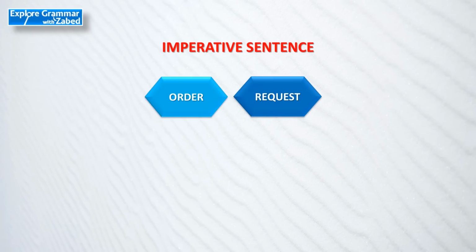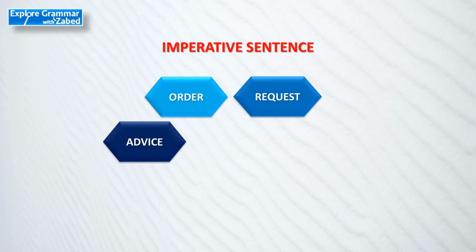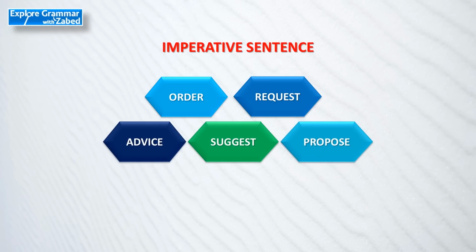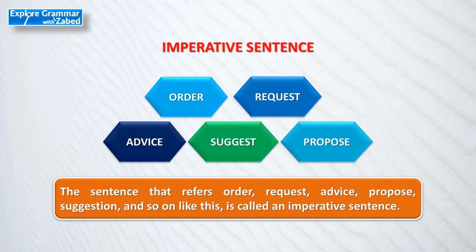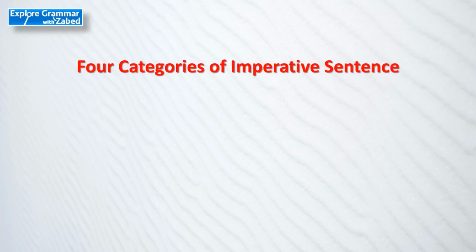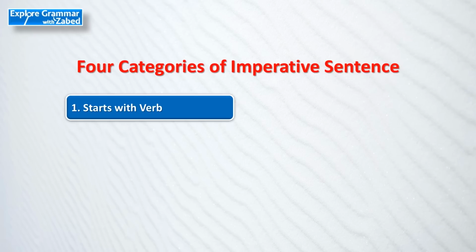Well, what is an imperative sentence? The sentence which is used to convey order, request, advice, proposal, suggestion, instruction, forbiddance is called an imperative sentence. In other words, the sentence that refers order, request, advise, propose, suggest, and so on like this is called an imperative sentence. We can categorize imperative sentences in 4 ways.